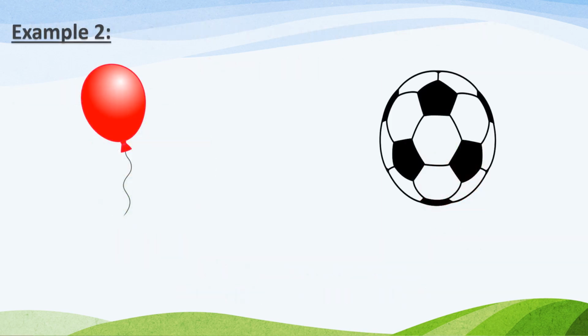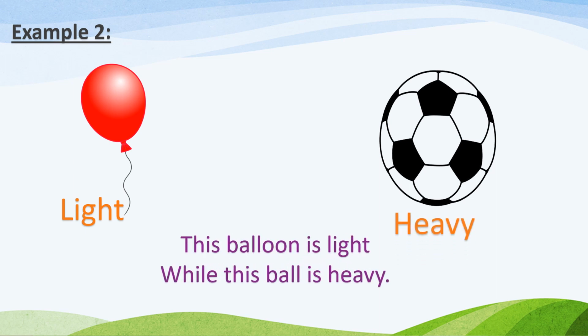Example 2, we have here balloon and ball. This balloon is heavy or light? Yeah, balloon is light. This ball is heavy or light? The ball is heavy. Then this balloon is light while this ball is heavy.